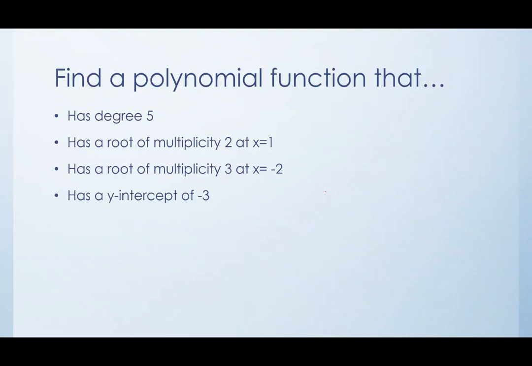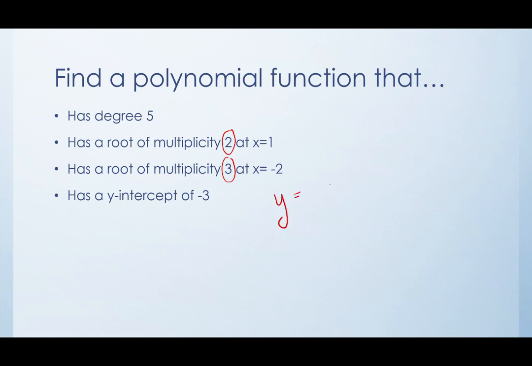So we could reverse the process. We'll go ahead and throw that in here. Find a polynomial that has degree 5, has a root of multiplicity 2 at x equals 1, has a root of multiplicity 3 at x equals negative 2, and has a y-intercept of negative 3. Okay, so first question is, do we have all of our roots accounted for here? A multiplicity 2 for one root and a multiplicity 3 adds up to 5 roots, right? So yes, we have all of our roots accounted for.